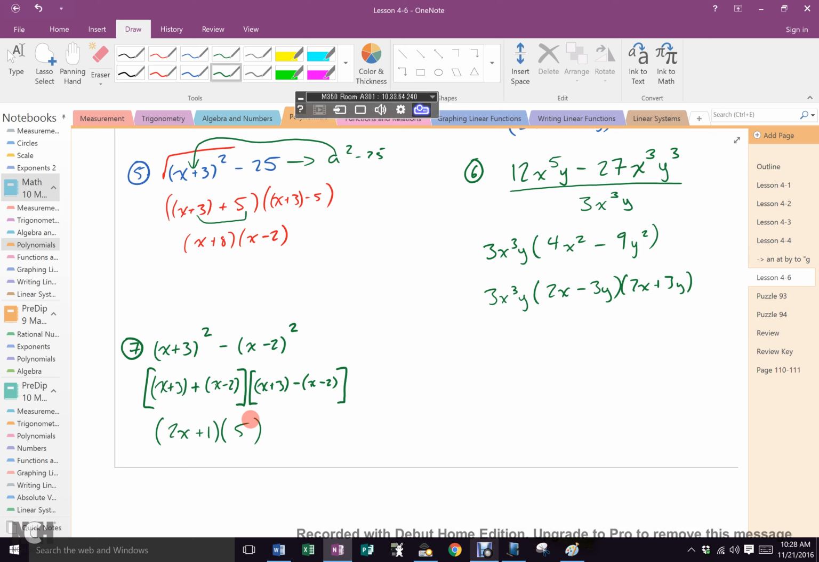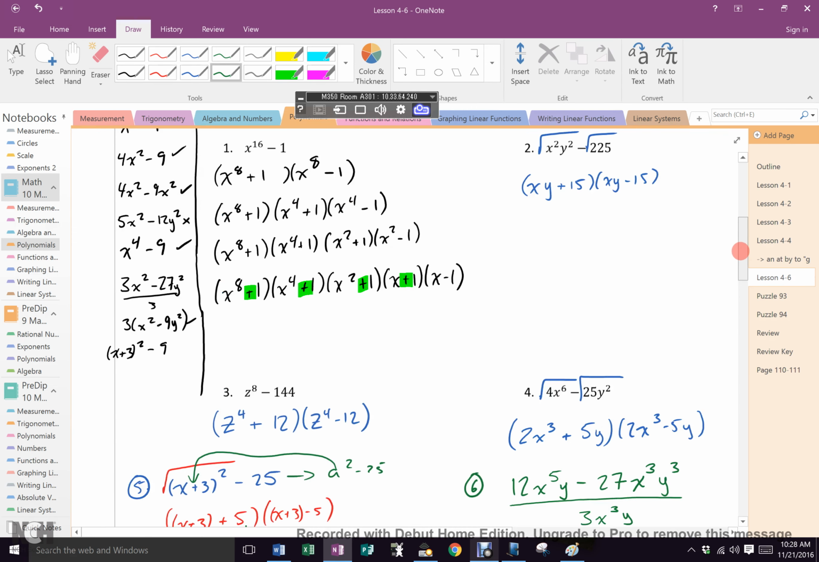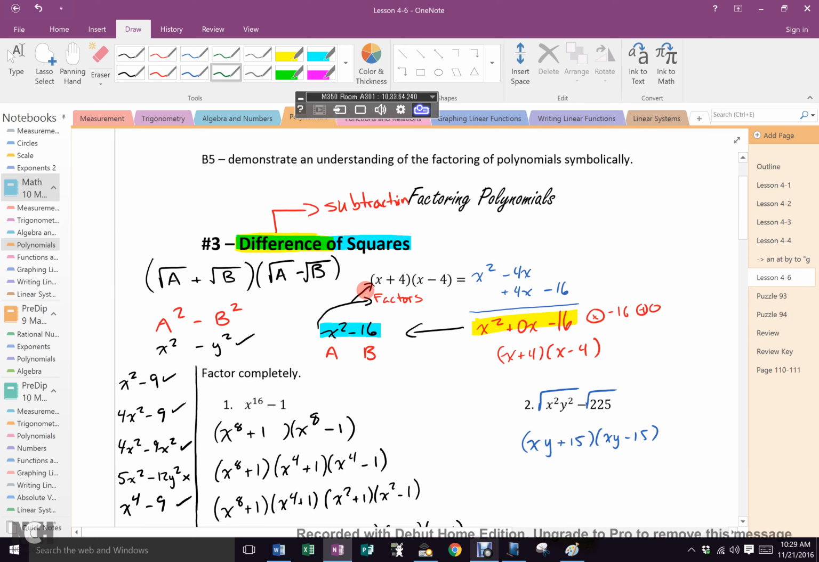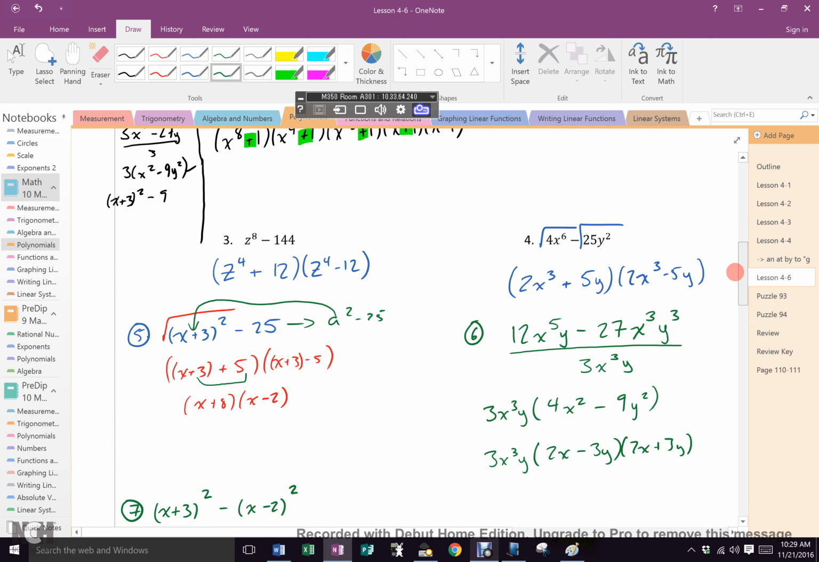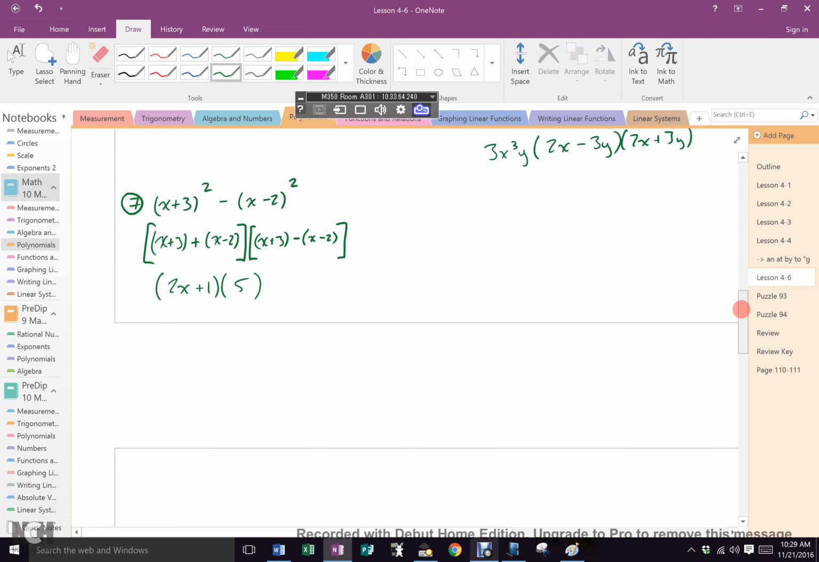Everybody good? That's the last kind of factoring. I leave it for the end because it's a little bit different, but it's based on factoring you already know. Cool? Okay.